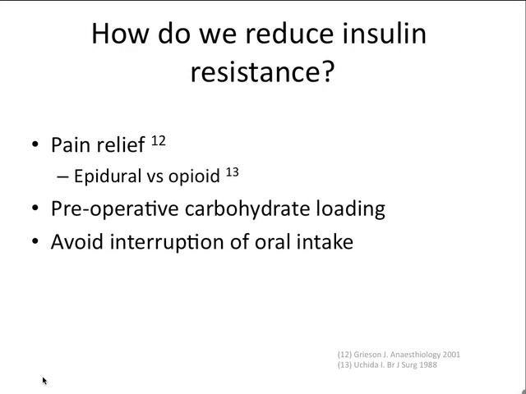So how do we reduce it? Well, adequate pain relief is important. We know that acute pain stimulates the stress response. In terms of the type of pain relief, epidurals are better at attenuating the response than parenteral opioids. The idea is that an epidural will stop the catecholamine and cortisol response.